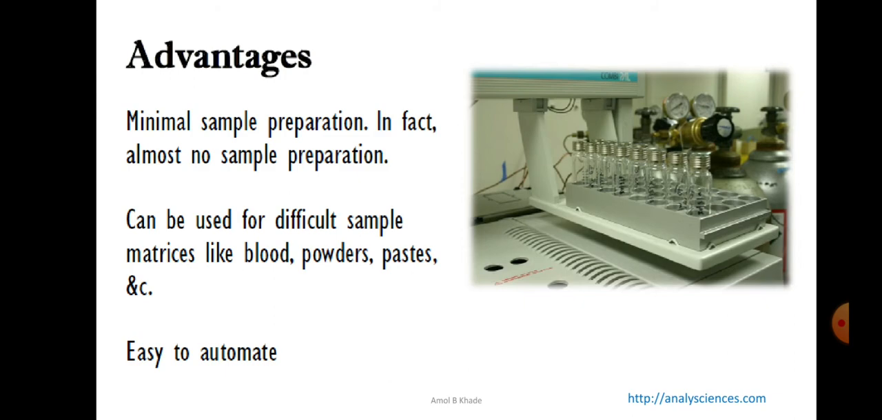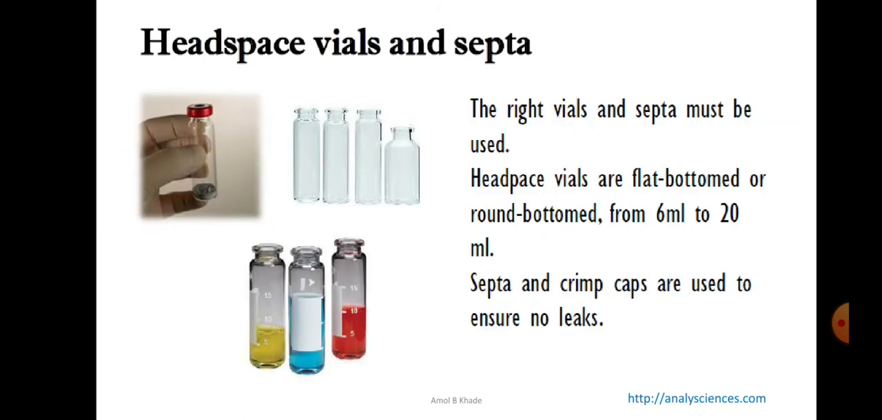You just put it in an autosampler tray and then program it, whatever volume you want to take out, it will do, and it will be a very reproducible kind of sample injection, and it can be used for difficult samples and matrices like blood, powders, pastes, usually cosmetics and so on, and it can be easily automated.